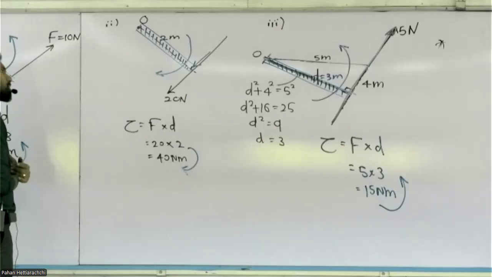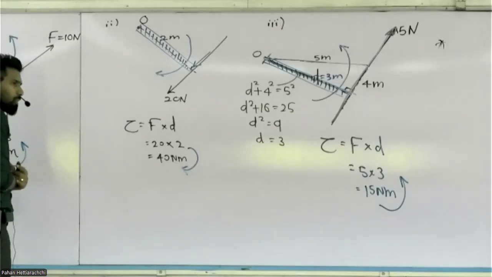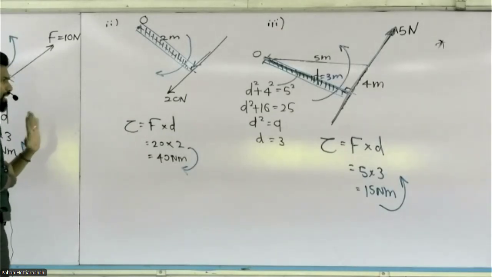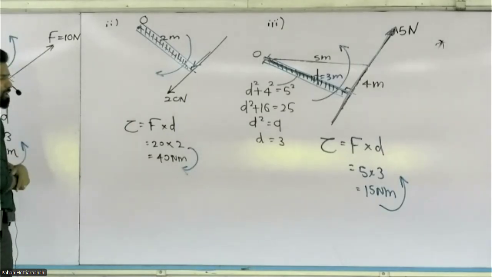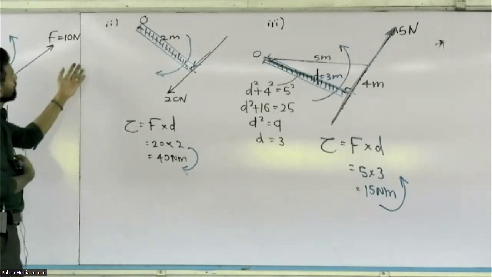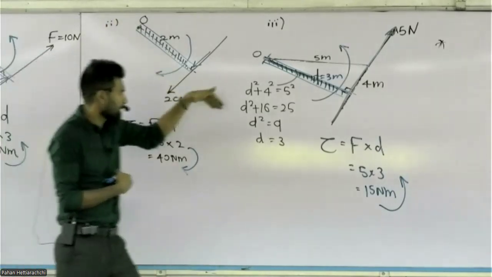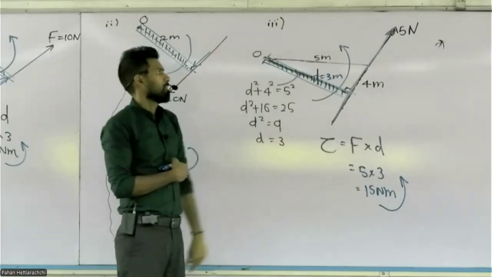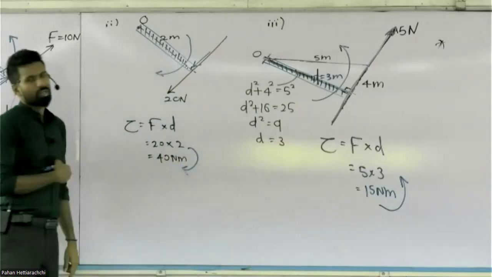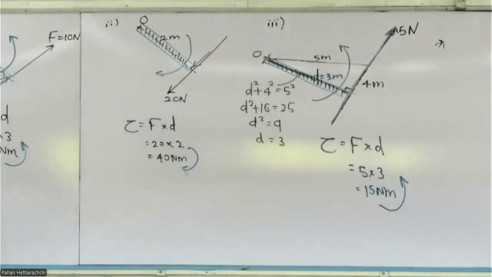The moment is clockwise. The moment is anti-clockwise. Direction of the moment? No. I'll explain the direction later. This is a clockwise moment. This is an anti-clockwise moment. That's how we say that. Not the direction. No, the direction word is wrong. I'll explain why.